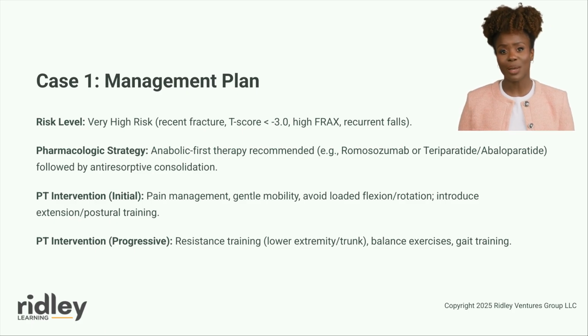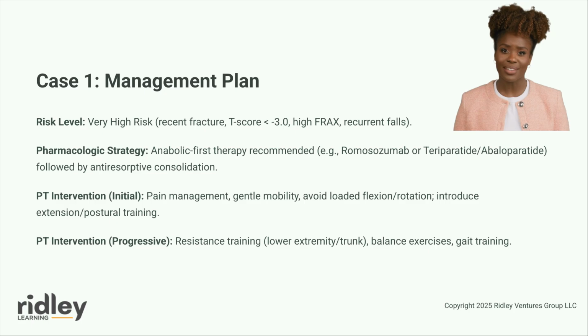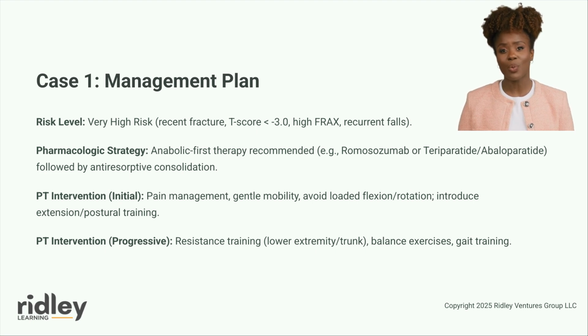Options include Romosozumab for 12 months, followed by anti-resorptive consolidation, or teriparatide or abaloparatide for up to 24 months, followed by anti-resorptive therapy. Given the absence of cardiovascular contraindications, meaning no history of myocardial infarction or stroke, Romosozumab represents a reasonable choice. It offers the advantage of dual anabolic and anti-resorptive effects with monthly rather than daily dosing. Vitamin D repletion is essential before and during therapy to optimize calcium homeostasis and treatment response.